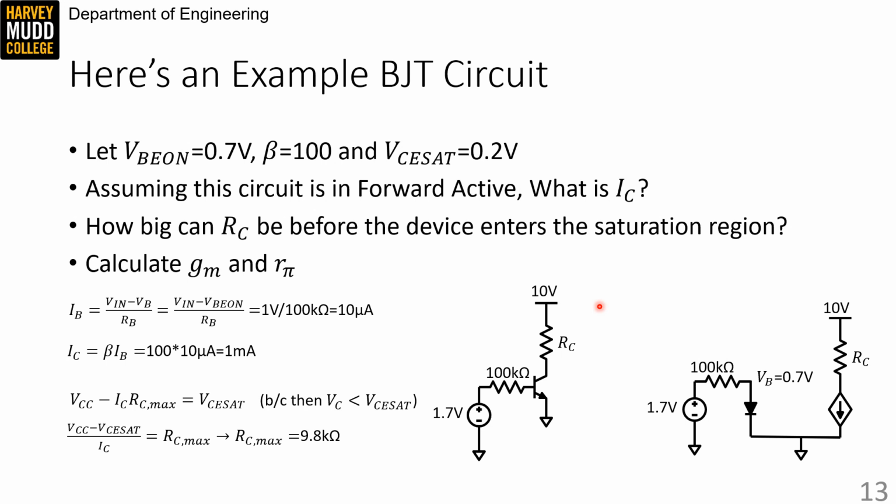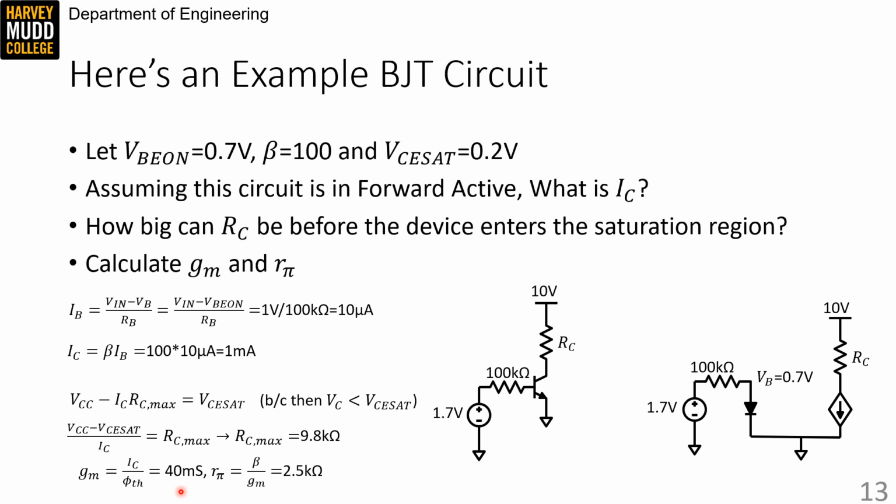Since we know IC, it's easy to use our large signal relation to calculate GM. GM is IC over phi th, which is 1 milliamp divided by 25 millivolts. It turns out it's pretty convenient to round phi th to 25 millivolts instead of 26, because it gives you nice round numbers like 40 millisiemens for GM.